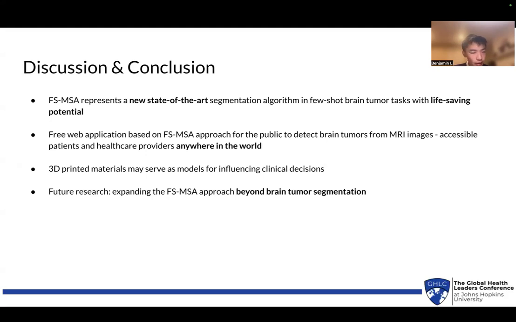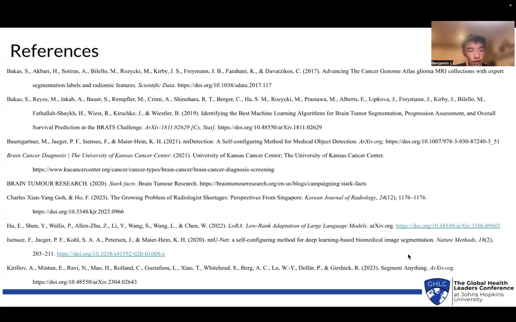And then finally, the 3D printing algorithm may bridge the gap between the software and the clinical side, and it may help influence and inform clinical decisions. And in terms of future research, I hope to expand this approach beyond brain tumor segmentation. There are a lot of different fields that could benefit from such an algorithm that can perform well under few-shot circumstances. Here are my references.